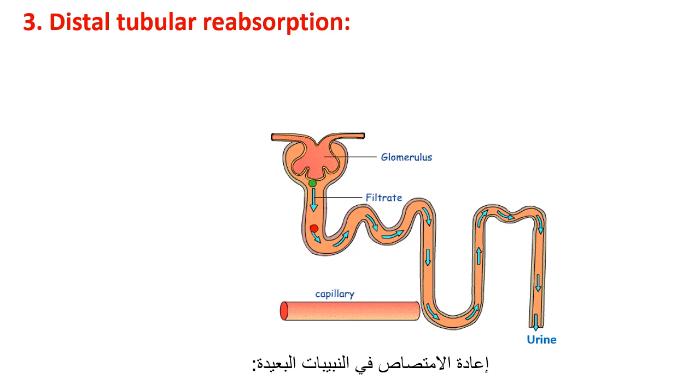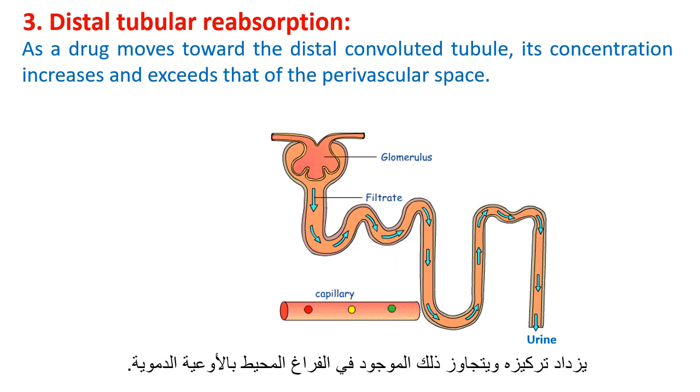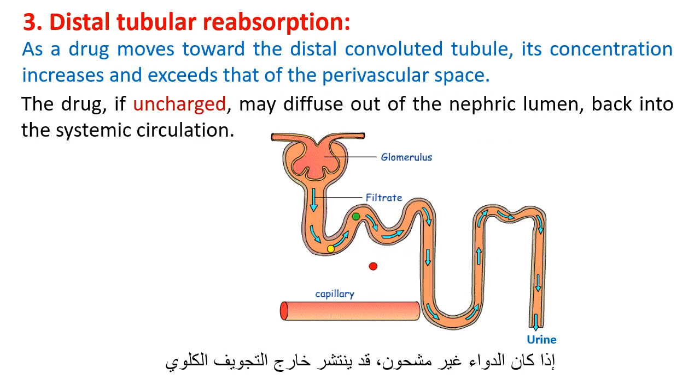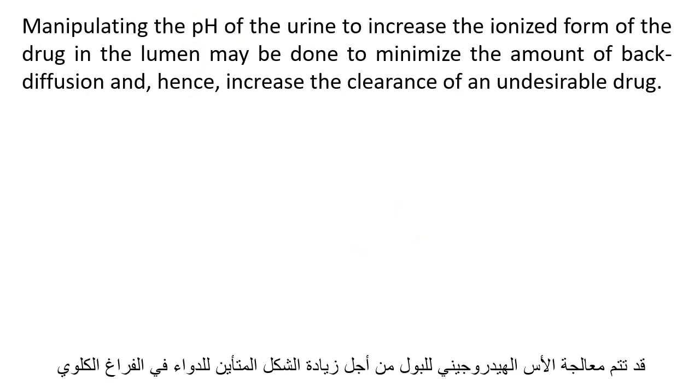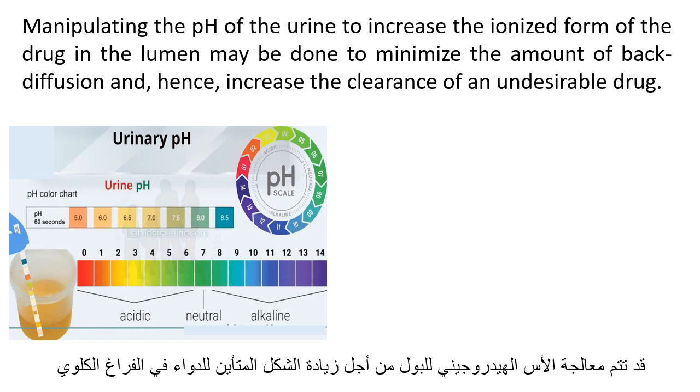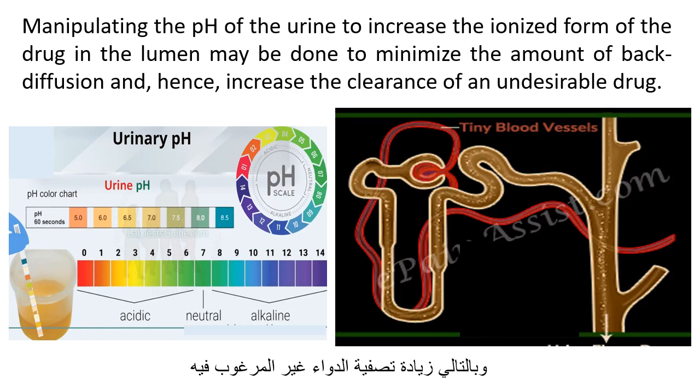Distal tubular reabsorption. As a drug moves toward the distal convoluted tubule, its concentration increases and exceeds that of the perivascular space. The drug, if uncharged, may diffuse out of the nephric lumen back into the systemic circulation. Manipulating the pH of the urine to increase the ionized form of the drug in the lumen may be done to minimize the amount of back diffusion and hence increase the clearance of an undesirable drug.